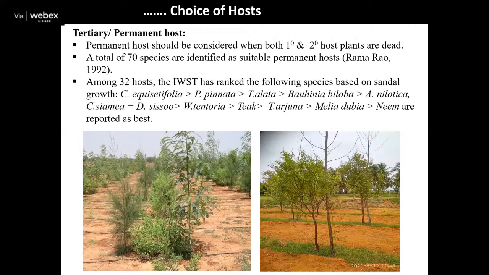Also, the permanent host should be considered when both primary and secondary plants are dead. A total of 70 species are identified as suitable permanent hosts, and IWST also tested about 32 host plants, and they are ranked based on the growth performance with the different hosts. So we found Casuarina is the better permanent host. Generally, even Australian studies also suggested we have to use a leguminous crop. A leguminous crop is a better choice for the host plant.